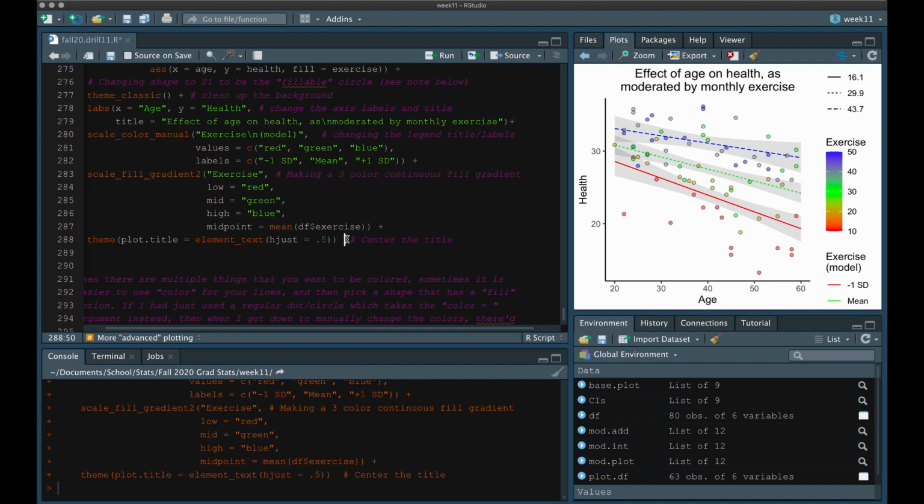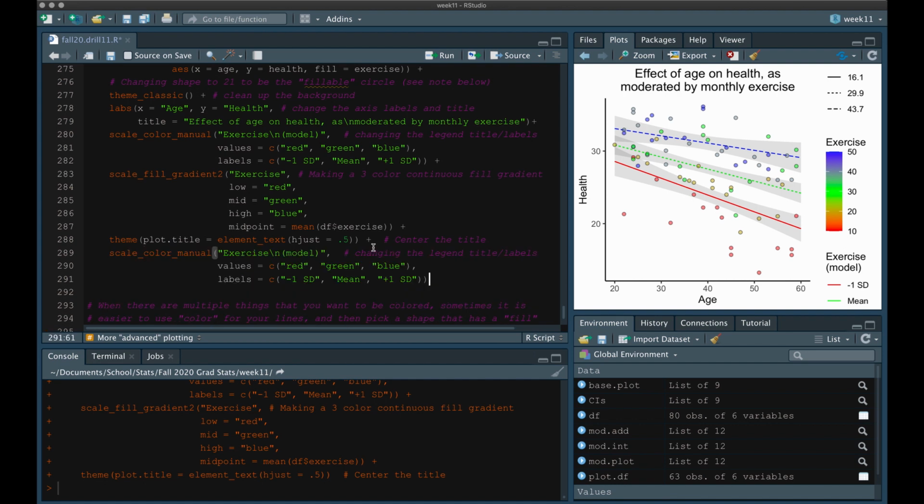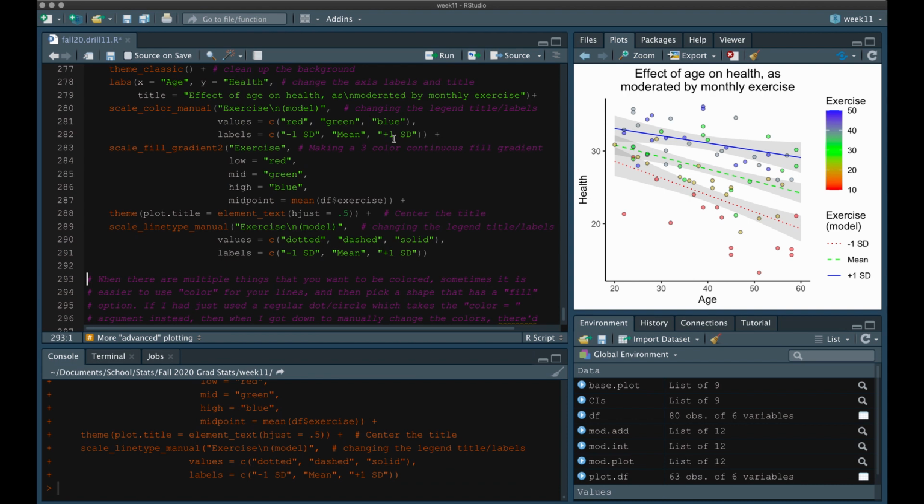Well, another nice thing about using the manuals is if I take my scale color manual and I make it scale line type manual, because I have the same labels and the same title for the line type legend, it now knows to combine those two things. And so now I have like one is dotted, one is dashed, and one is solid.